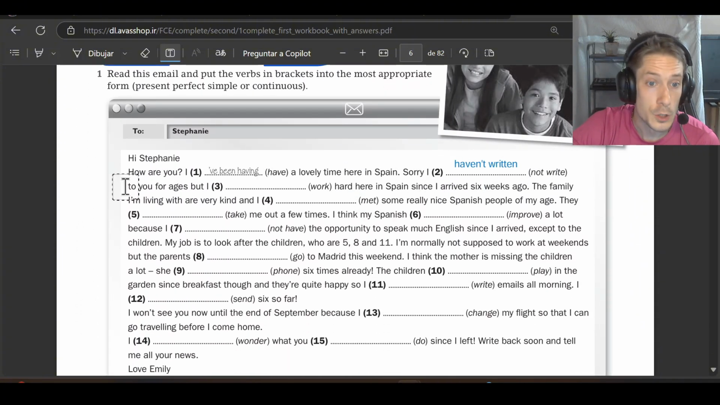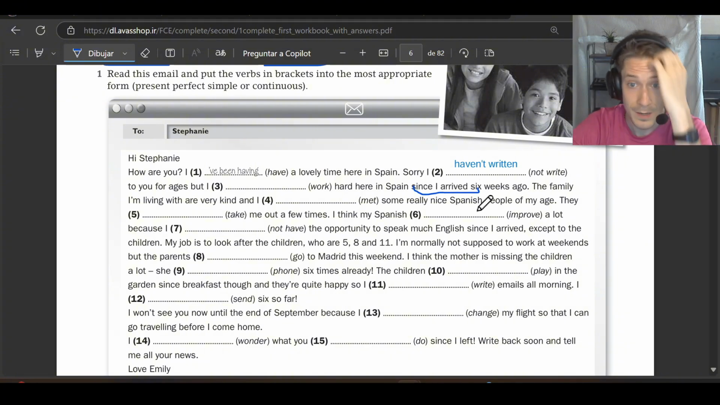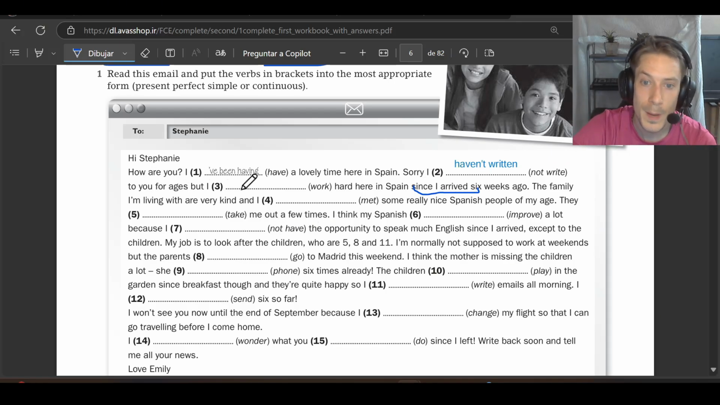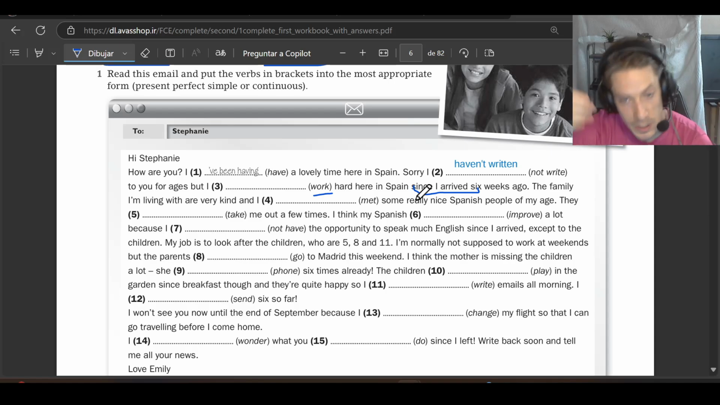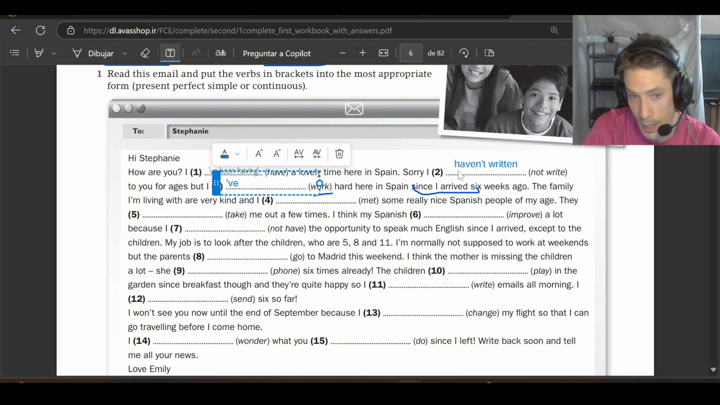Sorry, I haven't written to you for ages, but I work hard here in Spain since I arrived 6 years ago. It is already using present perfect here, so we may have a clue. It may or may not use present perfect continuous, but here's the key. So I haven't written to you for ages, but I work here in Spain, so she's still, the verb is work, right? So she's still working, no? If she's there, well, she's still working. So I've been working hard here in Spain. You can write it like this, or you can write it like this.